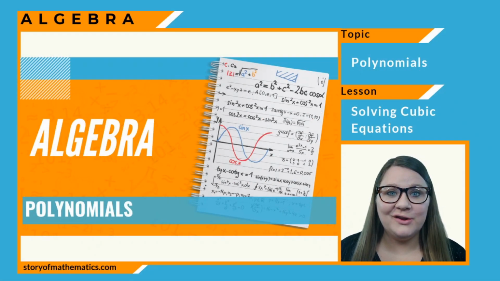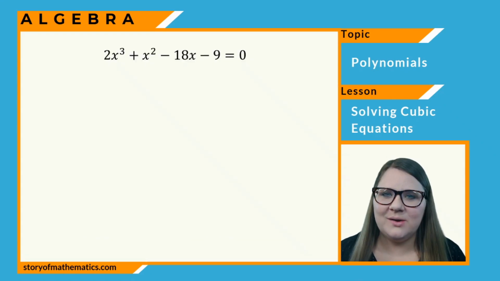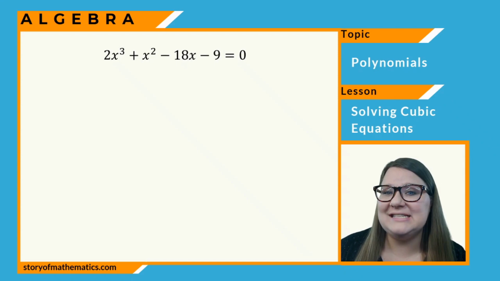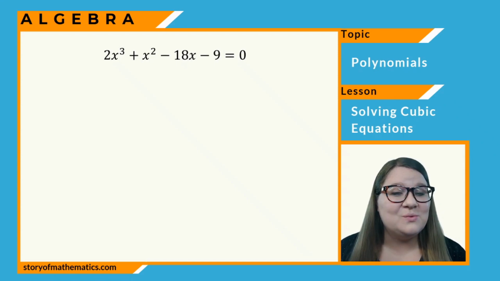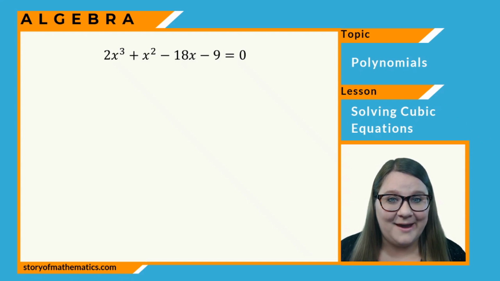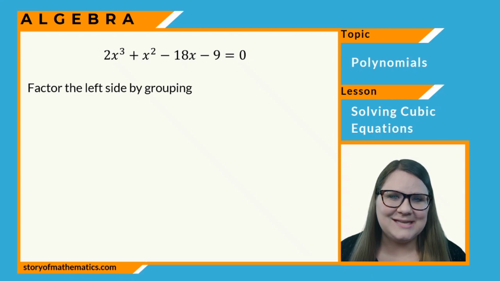Hi, in this video, we're going to learn all about solving cubic equations. So let's start with this example: 2x cubed plus x squared minus 18x minus 9 equals 0. Now, in this case, we can actually solve this by factoring, and we can factor by grouping. So that's what we're going to do on the left side.